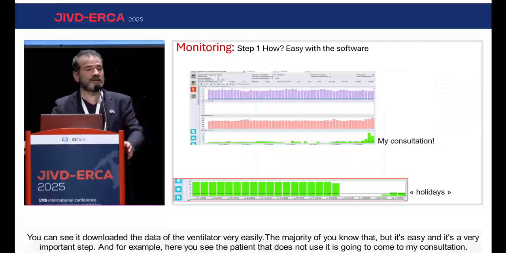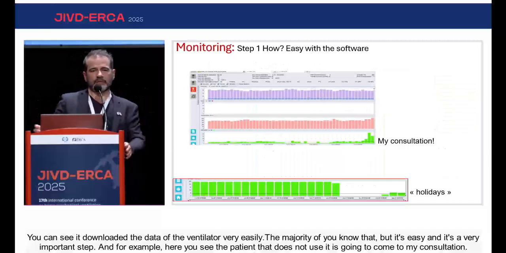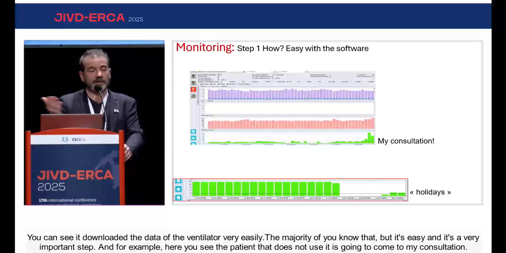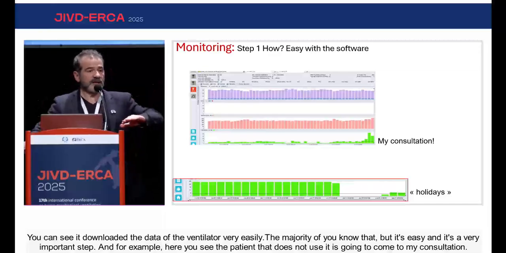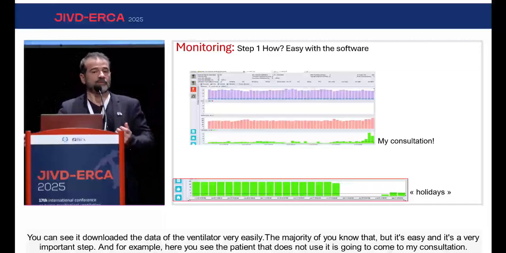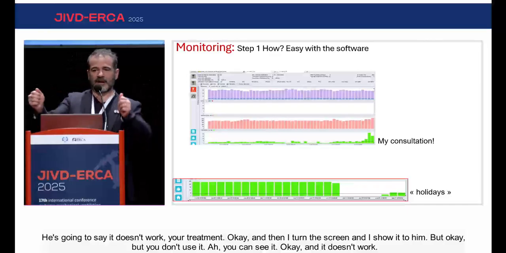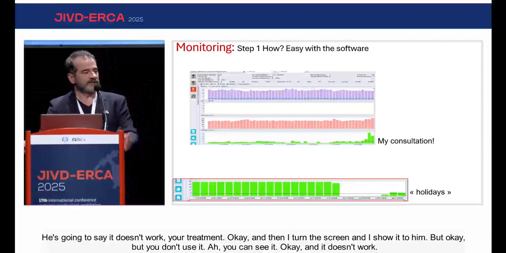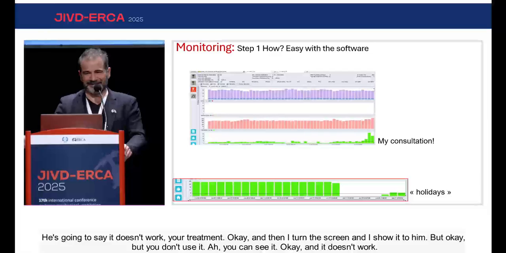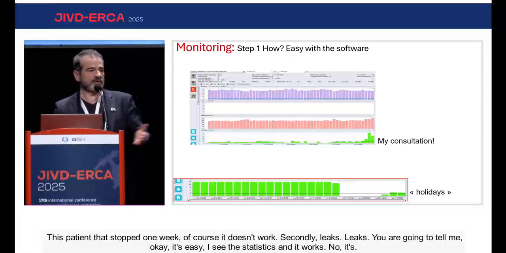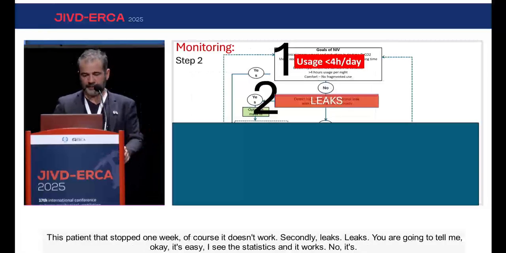You can see it, downloaded from the data of the ventilator, very easily. The majority of you know that, but it's easy, and it's a very important step. For example, here you see the patient that does not use it. He's going to come to my consultation. He's going to say, it doesn't work, your treatment. Okay, and then I turn the screen and I show it to him. But, okay, you don't use it. You can see it. This patient stopped for 1 week, of course it doesn't work.